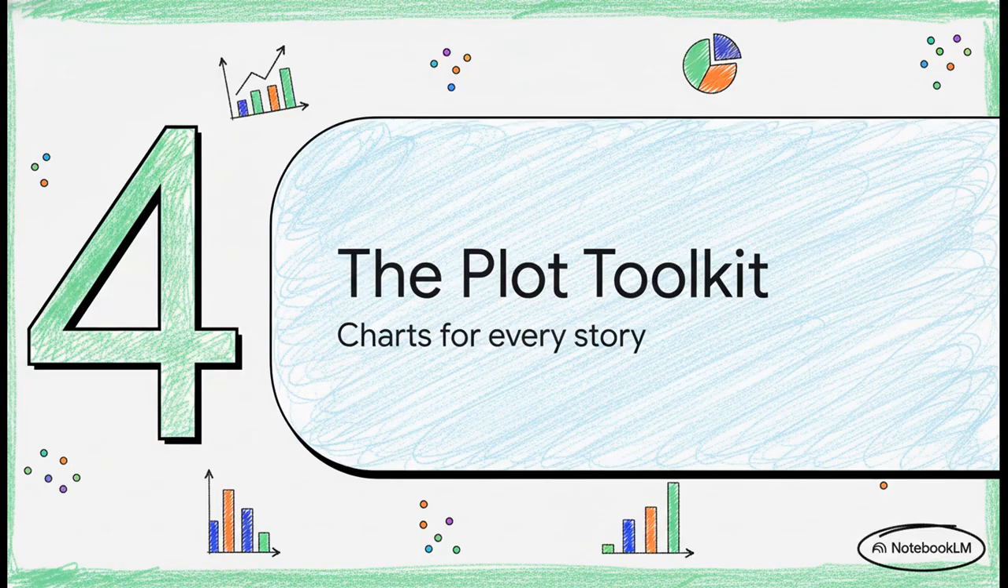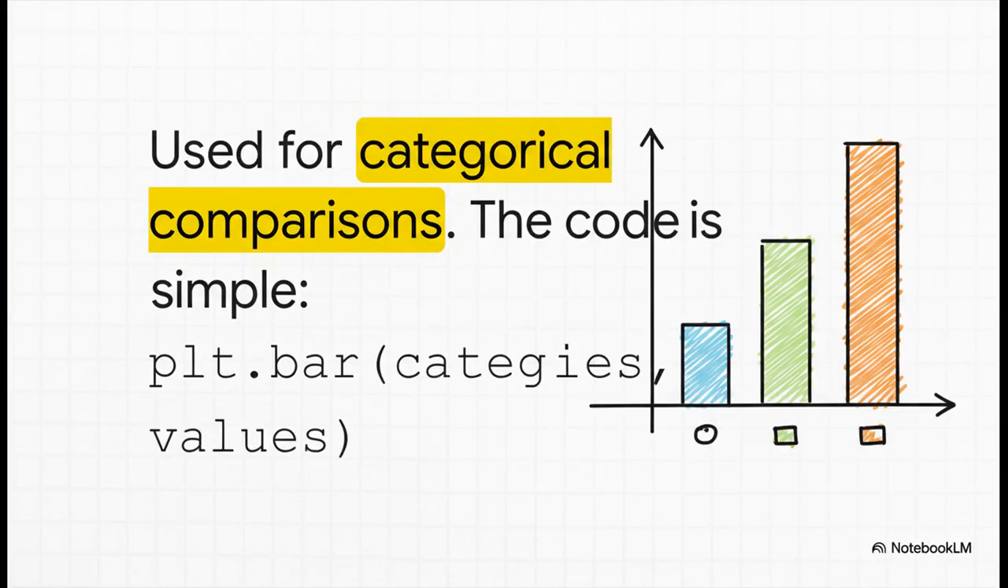So that basic line plot was cool, but that's really just scratching the surface. Matplotlib has a whole toolkit packed with different kinds of charts, and each one is designed to tell a slightly different kind of story. First up is the classic bar chart. This is your absolute go-to whenever you need to compare things across different categories. Think sales numbers for product A versus product B, or maybe the population of a few different cities. You just use the plt.bar function and give it your categories and the values for each.